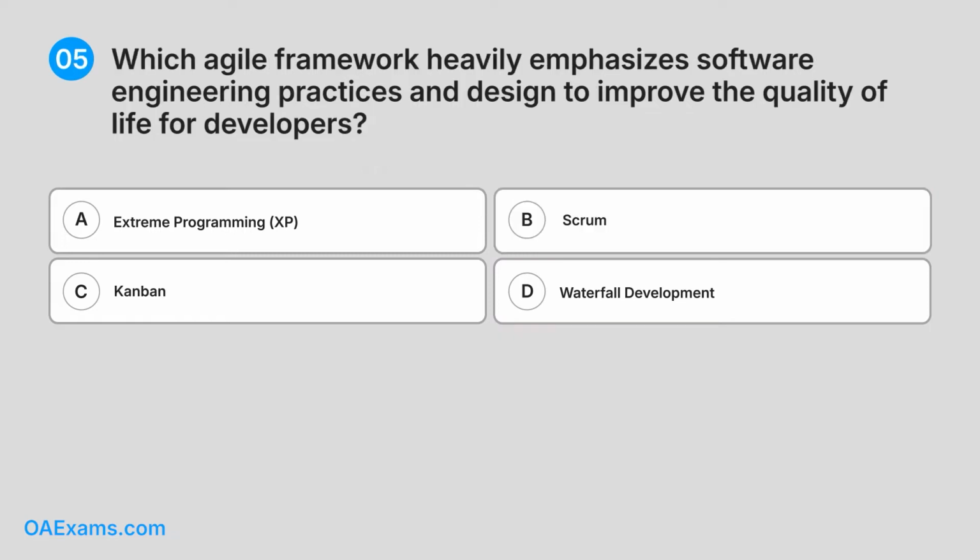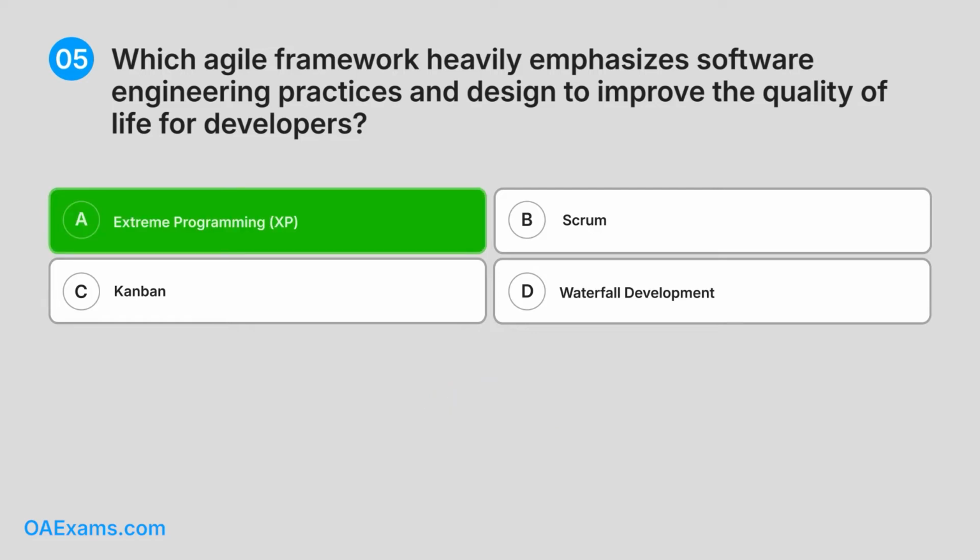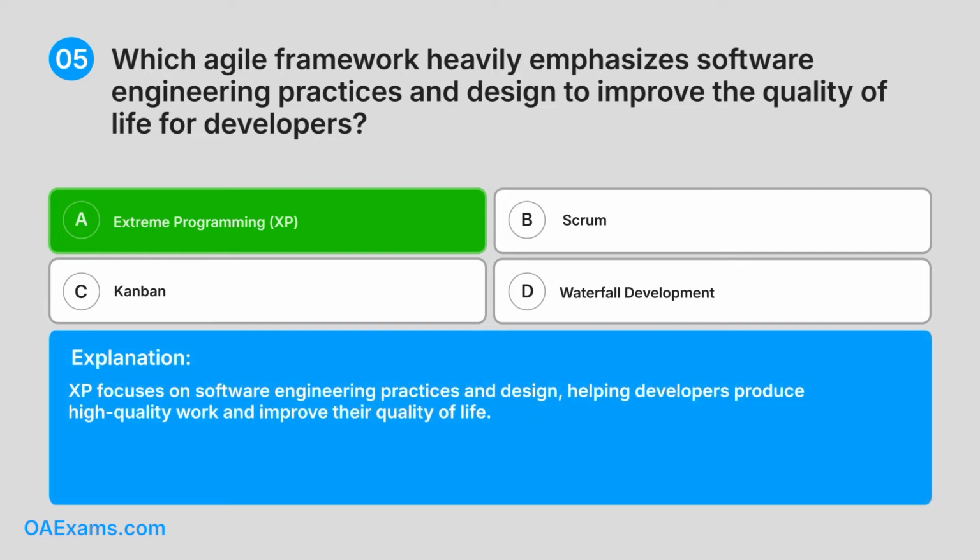5. Which Agile framework heavily emphasizes software engineering practices and is designed to improve the quality of life for developers? A. Extreme programming. B. Scrum. C. Kanban. D. Waterfall development. Do you know the answer? Correct answer. A. Extreme programming. Explanation. XP focuses on software engineering practices and design, helping developers produce high-quality work and improve their quality of life.